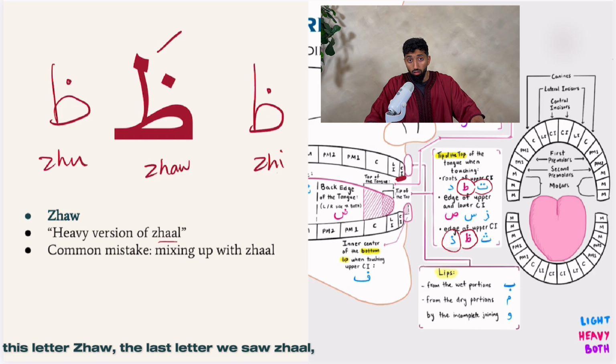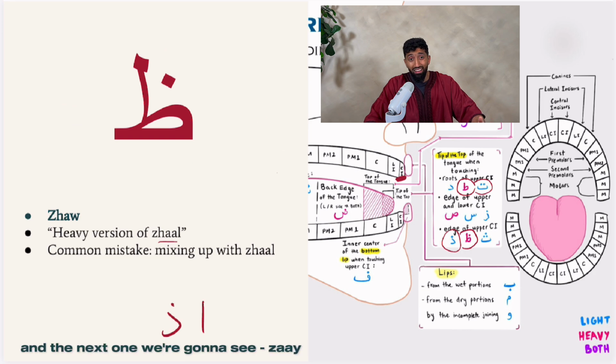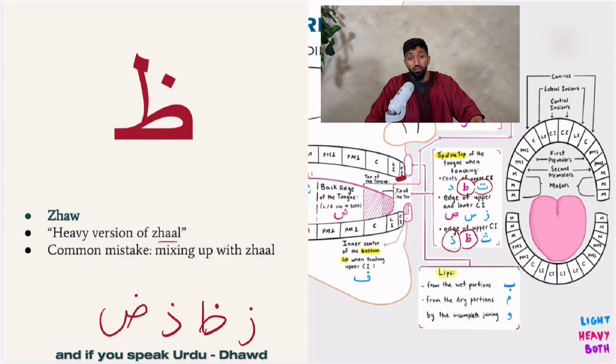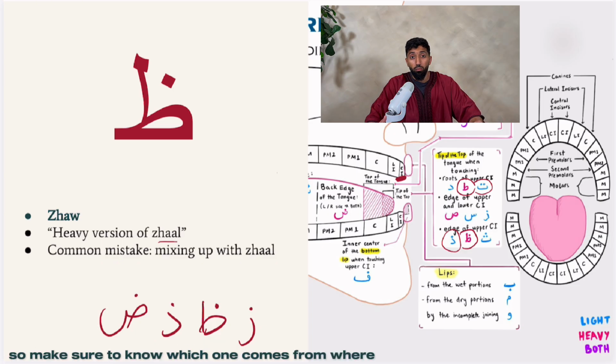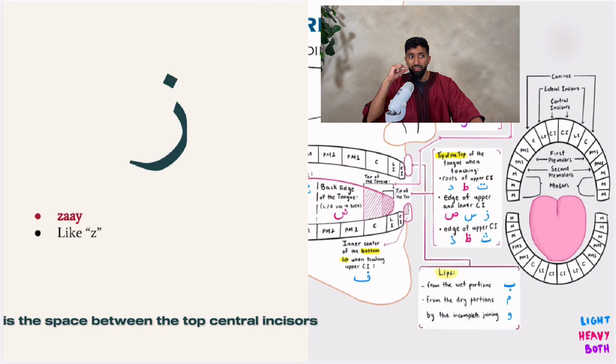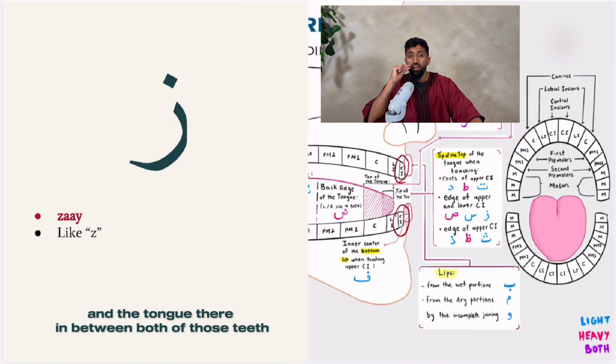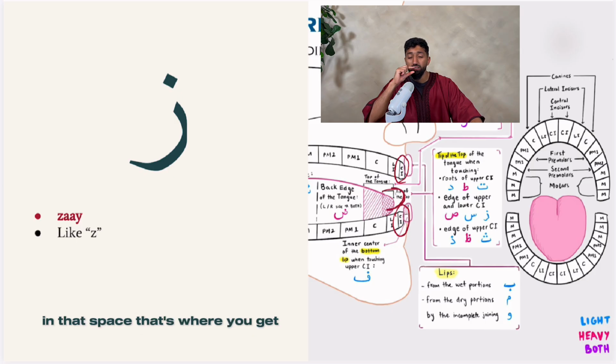This letter, dha, the last letter we saw, dhal, and the next one we're going to see, za, if you speak Urdu, are very commonly mistaken letters in terms of pronunciation. So make sure to know which one comes from where and which one has which qualities. The next makhraj is the space between the top central incisors and the bottom central incisors, and the tongue there in between both of those teeth in that space.